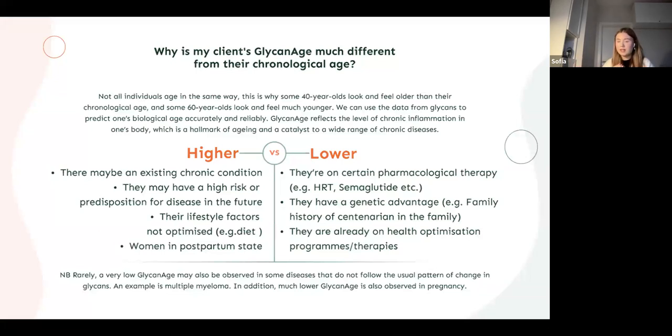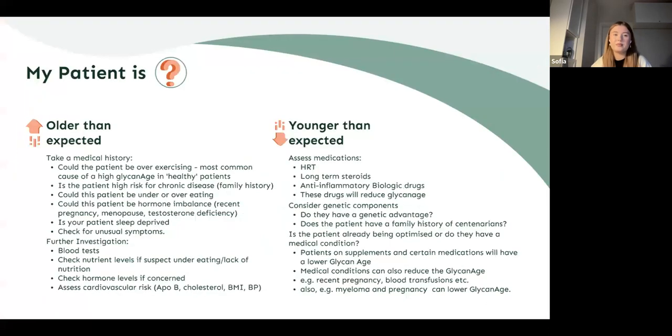On the other hand, what does it mean if their result is lower? So this is what we want, but there are a couple of things that are important to know. So first, is your client on certain pharmacological therapy, for example, HRT, semaglutide, and so on? Do they have a genetic advantage? For example, people who have centenarians in the family, they will most likely have a lower GlycanAge because they have a genetic predisposition to it. The third reason for a lower biological age might be that your client is already on some health optimization program or therapy, which is good, and they need to continue with it further.